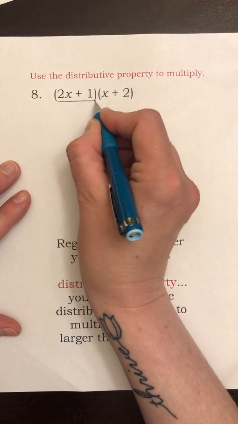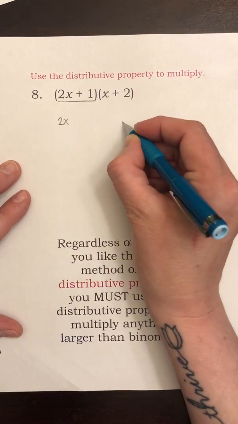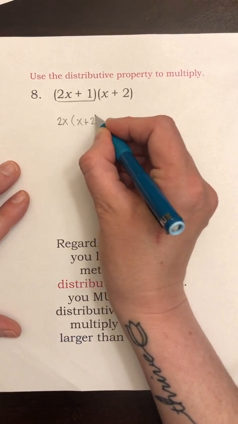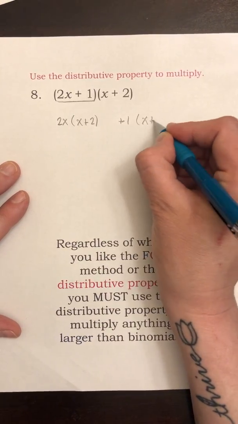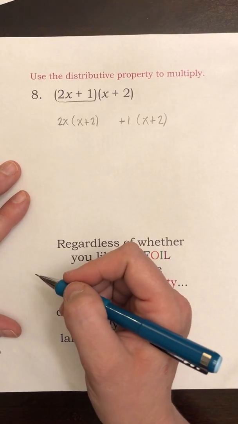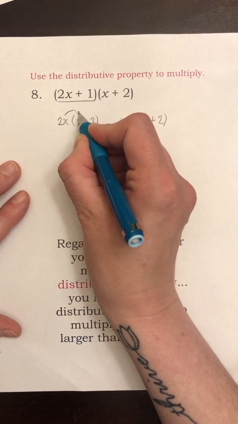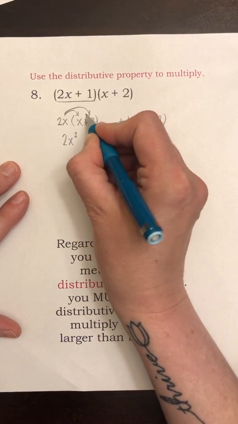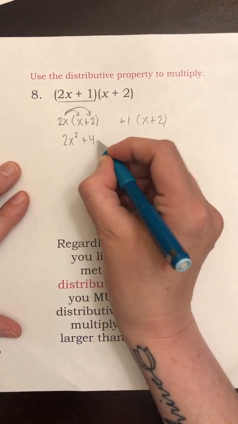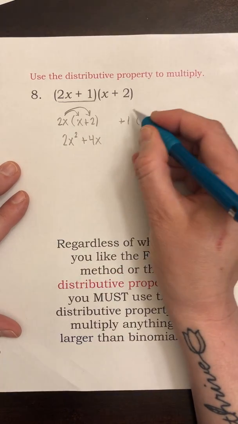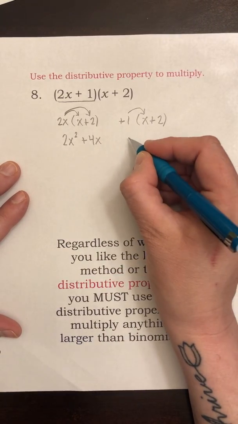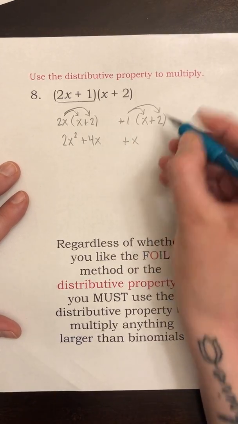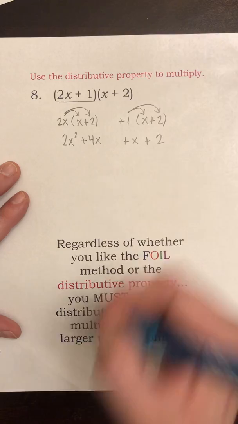Again, I'm going to take that first set of parentheses and break it up because I'm going to distribute each of those terms to the second set of parentheses. So let's distribute together. 2x times x is 2x squared. 2x times 2 is 4x. Now I'm distributing a positive 1. Positive 1 times x is a positive x. Positive 1 times 2 is a positive 2.